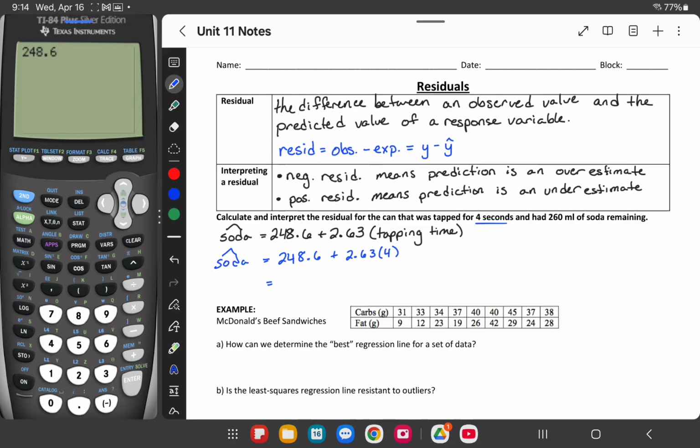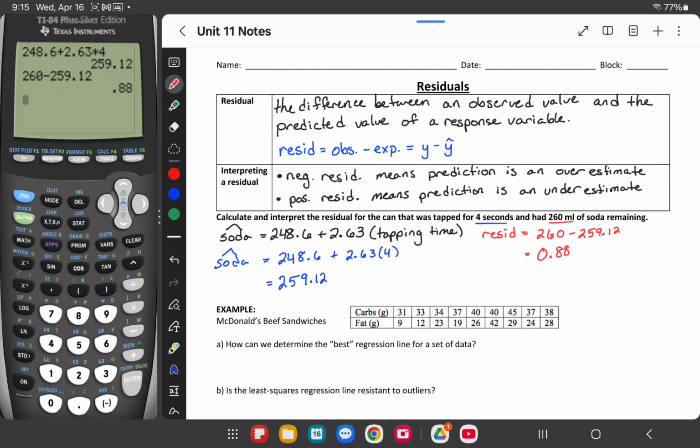So here would be our predicted value. If I put those into my calculator over here, I'll find out that my predicted value is 259.12. Now, the actual can of soda itself had 260 milliliters of soda remaining, and my prediction was less than that. So it looks like my prediction is an underestimate, and so let's go ahead and use a residual to show that. So for my residual, I'm going to take my observed value minus my predicted. So I'm going to take 260 minus that 259.12.